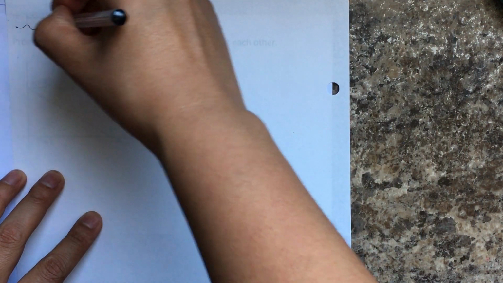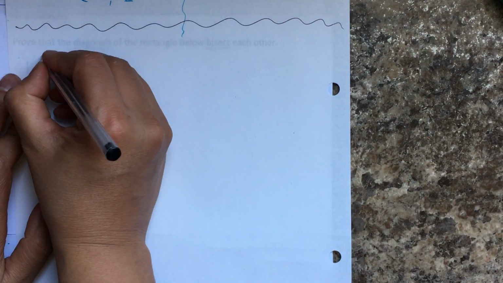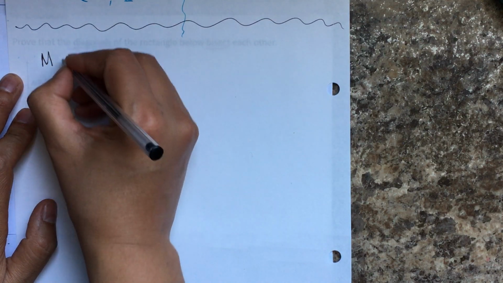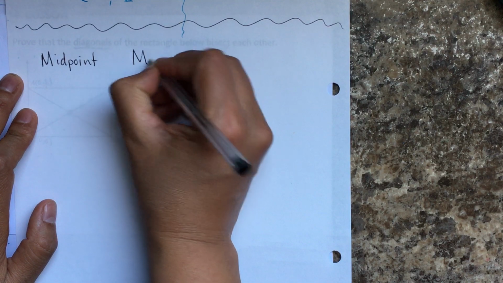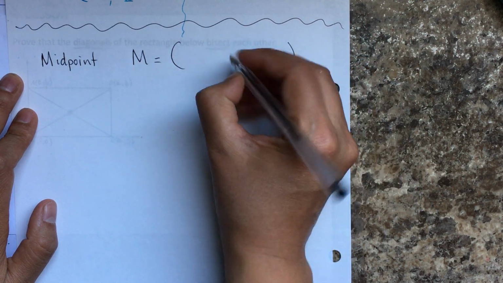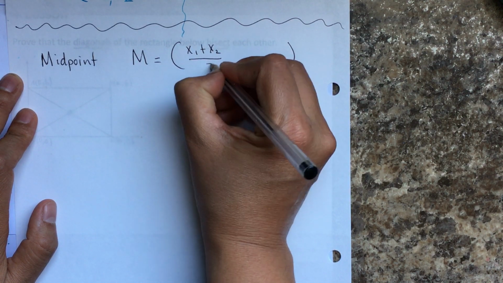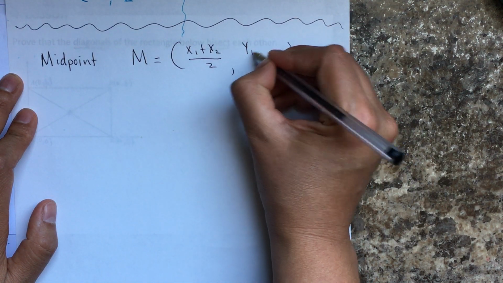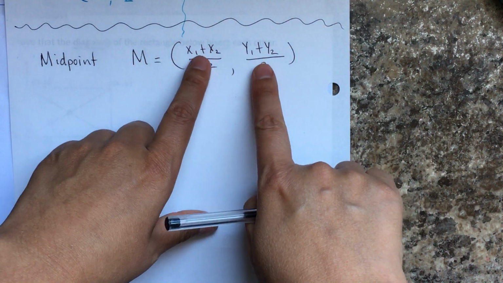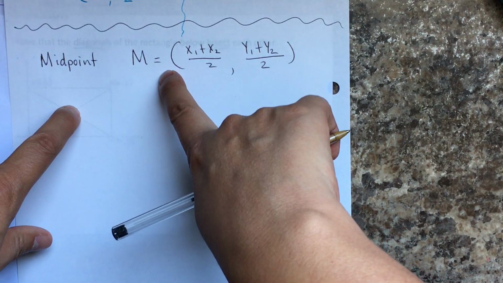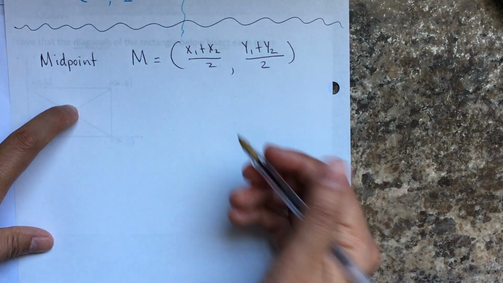So we just saw the midpoint, and the midpoint formula is M equals (x1 plus x2 divided by 2, y1 plus y2 divided by 2). Basically that means that with this formula, if we have a line segment, we're going to be able to find the middle of that line segment. Okay, that's what it's going to tell you.